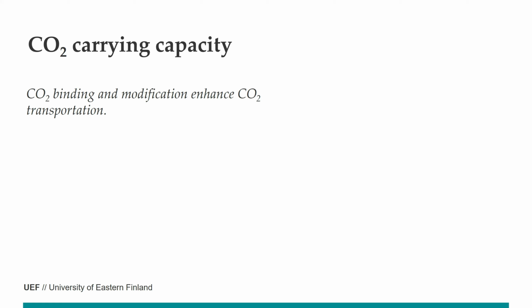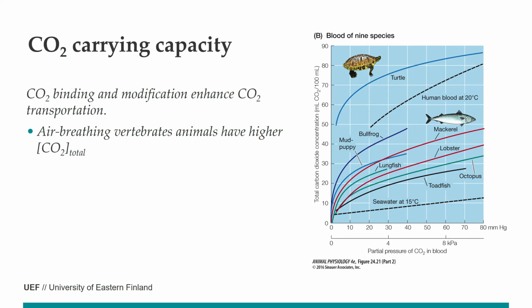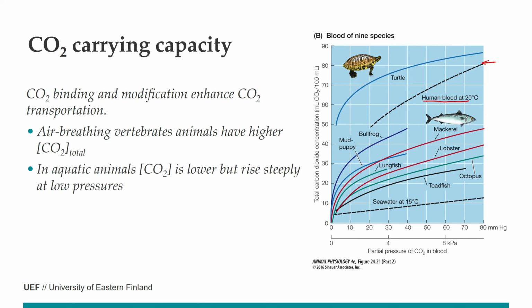So if we have a high metabolic rate, like we humans, then we're producing a lot of carbon dioxide, and then we can put it in the blood. Yes. And these air-breathing vertebrates, like the human, have a very high total carbon dioxide concentration. We have to remember that this is not the carbon dioxide itself, it's mainly bicarbonate. And then in these aquatic animals, the carbon dioxide capacity is much lower.